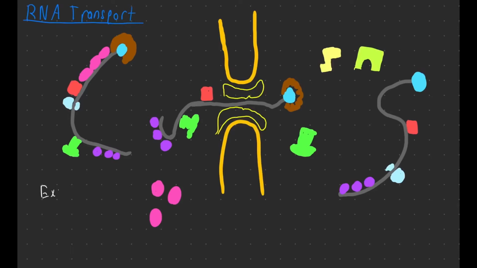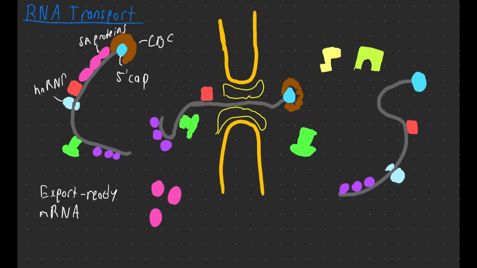Okay, so in this diagram we have our export ready mRNA. Up here all along the top of the export ready mRNA we have some proteins known as CBC, the SR proteins in pink, your 5' cap. Here along the left we have our HNRNP proteins, and down here at the bottom we have our poly A binding proteins. And I know I didn't write it, but this little green molecule is supposed to be, it's known as the nuclear export receptor, and that's very important to know.